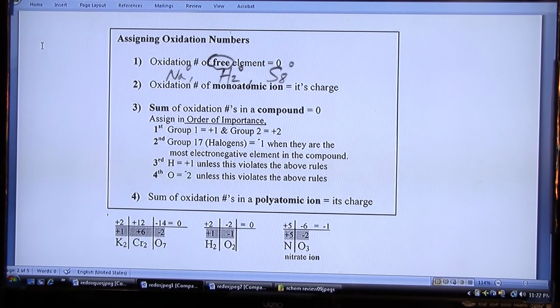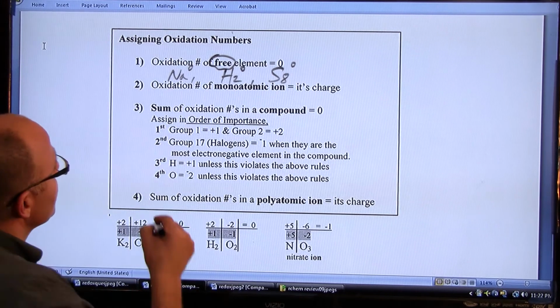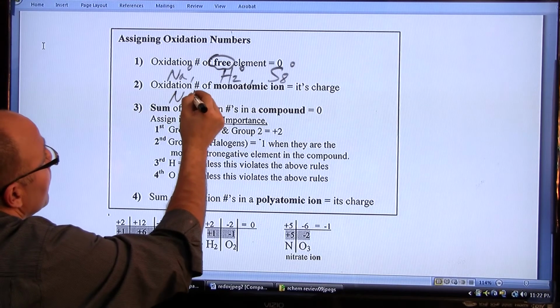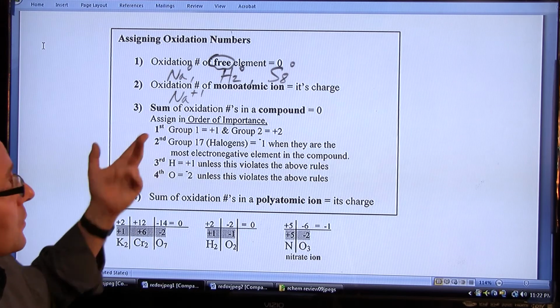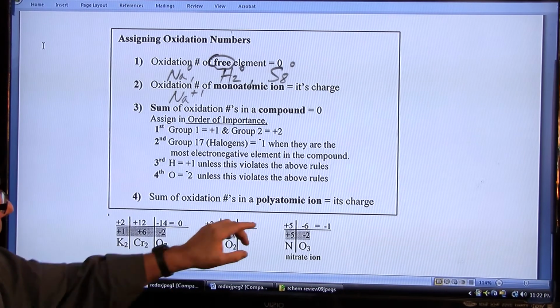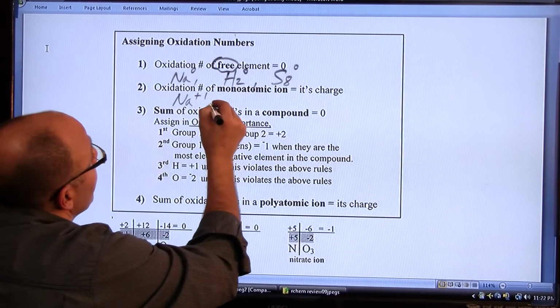Now, secondly, the oxidation number of a monatomic ion is equal to its charge. If it's a monatomic ion, we're saying, again, the Na, but in this case, let's put a charge by it, +1. That is the oxidation state, which is the charge of that ion. Monatomic means a one-atom ion as opposed to polyatomic ions that you'd find in Table E. Okay, let's do another one.